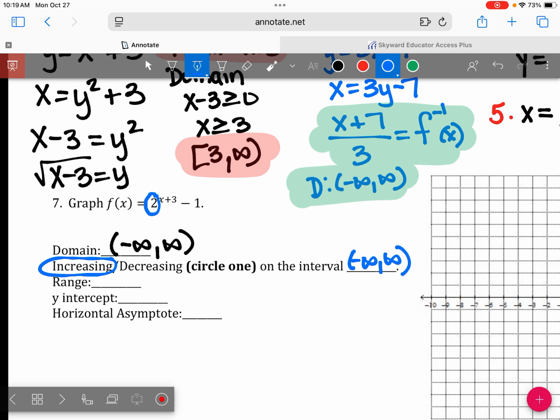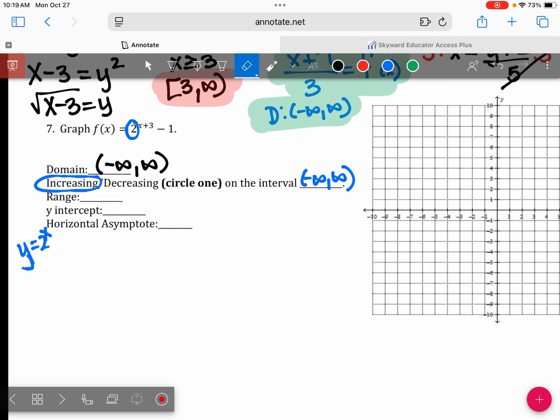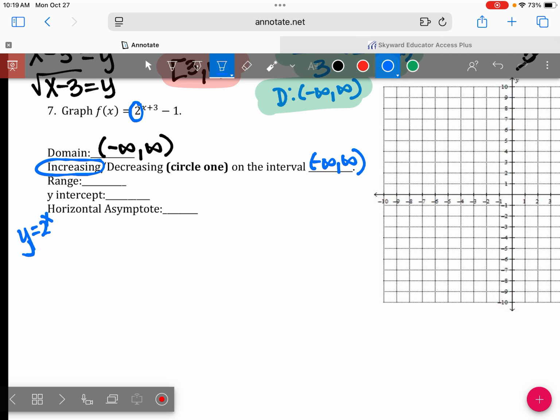So I'm going to go ahead and create a table here. I'm going to make one with my base. So I have y equals 2 to the power of x. And actually, let me move this over just a little bit. So I'm going to make my table. And I'm just using -1, 0, 1, 2, and 3.